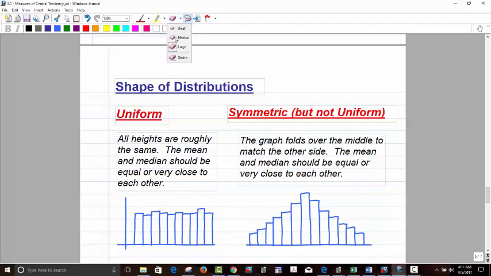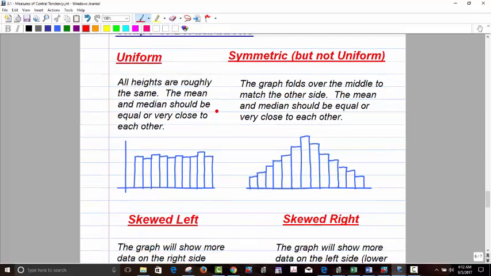We have one called uniform. Uniform means the heights are roughly the same. If you're saying something is perfectly uniform, then they would have to all be exactly the same, meaning every frequency would be exactly the same number. But if we're just saying a general form of uniform, they're all kind of roughly the same, and the mean and median should be very close to each other in value.